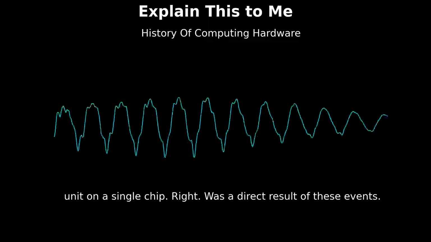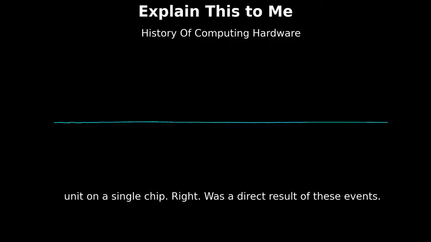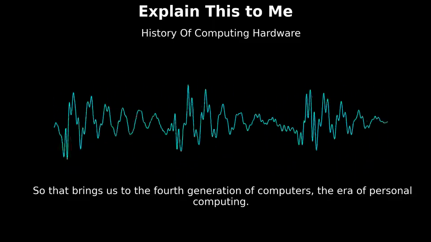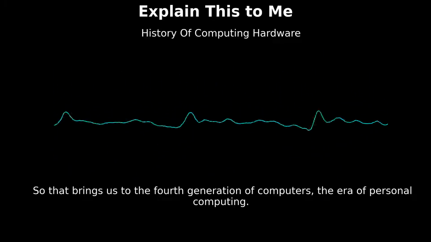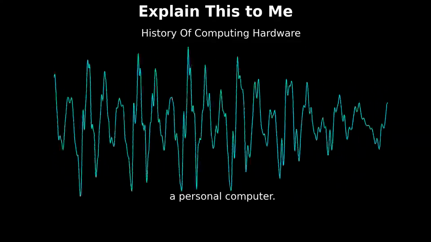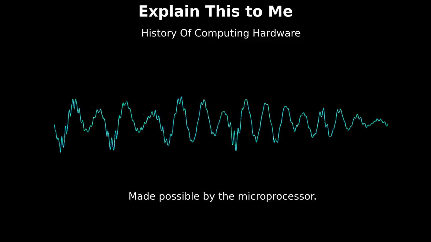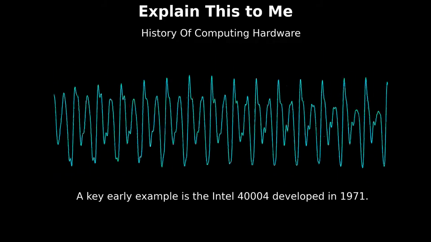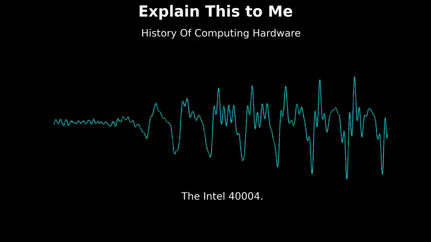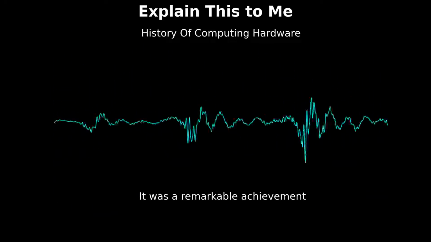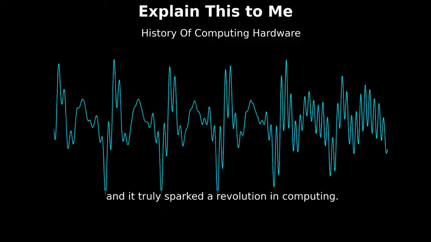So that brings us to the fourth generation of computers, the era of personal computing. The fourth generation is really defined by the rise of the personal computer, made possible by the microprocessor. A key early example is the Intel 4004, developed in 1971. So that was the first single-chip microprocessor. It was a remarkable achievement, and it truly sparked a revolution in computing. I mean, it's incredible to think that something so small can contain so much processing power. It is amazing how far we've come.